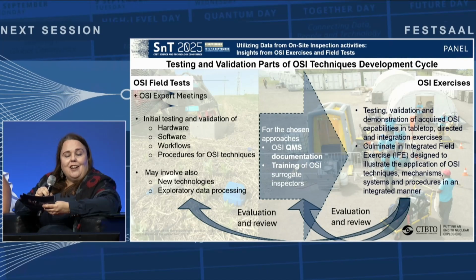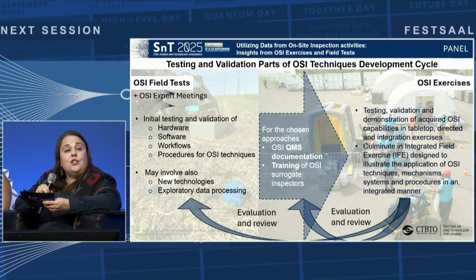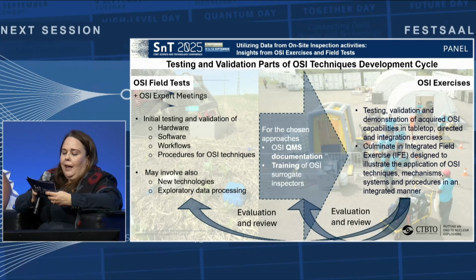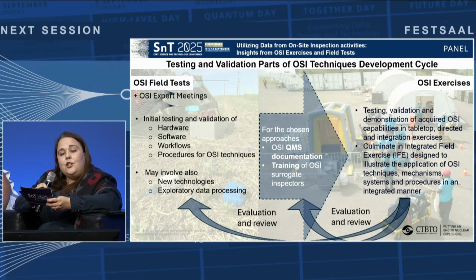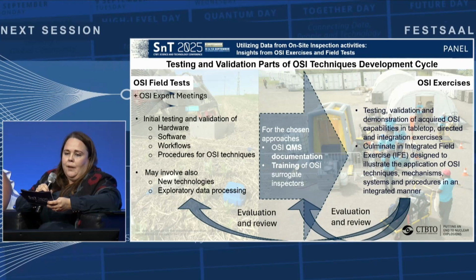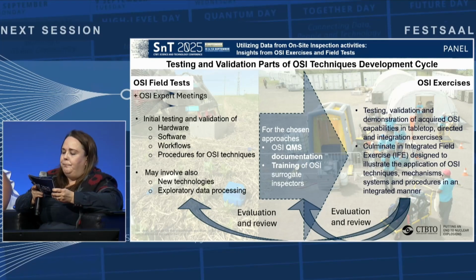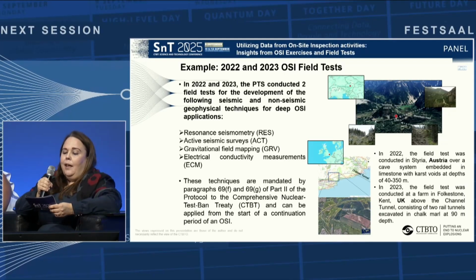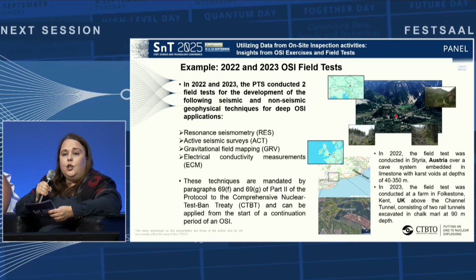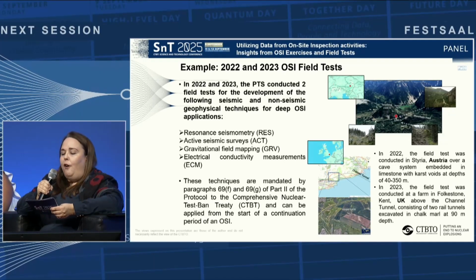Then the OSI exercises involve the testing, validation, and demonstration of the now acquired OSI techniques capabilities, and they culminate, as we know, in the integrated field exercise designed to illustrate the application of the techniques in an integrated manner. Then through evaluation and review, feedback is acquired, and the development process starts again. We will look at OSI field tests 22 and 23 as an example of how this works.